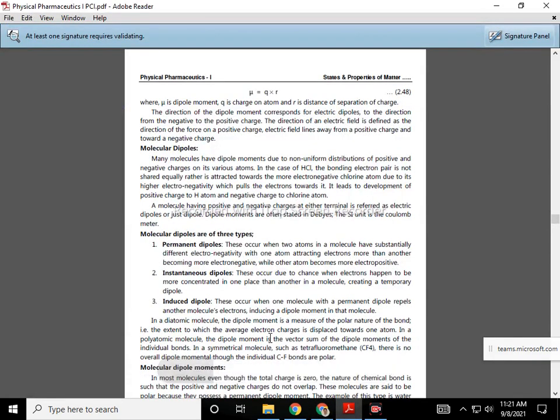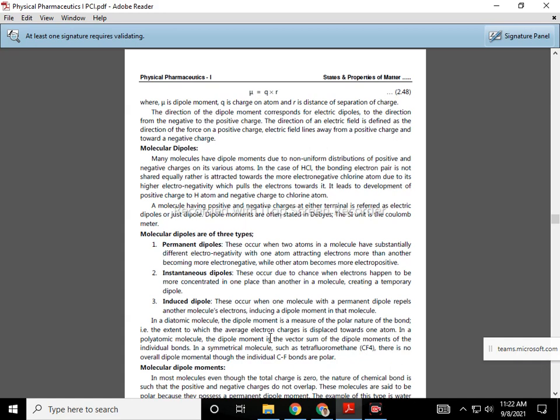So instantaneous dipole, instantly dipolar nature gets created in that molecule due to several factors. The second one is instantaneous, but it is temporary. Keep in mind, once the molecule moves away from that vicinity, from that location, its dipolar nature may be lost by that molecule. So this is the permanent dipole and instantaneous dipole. Next one, induced dipole.